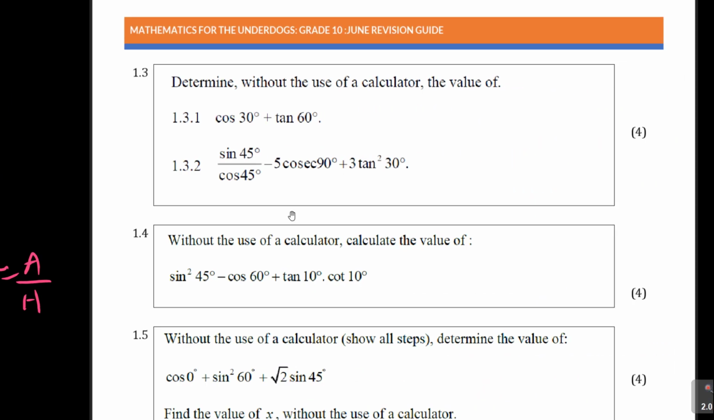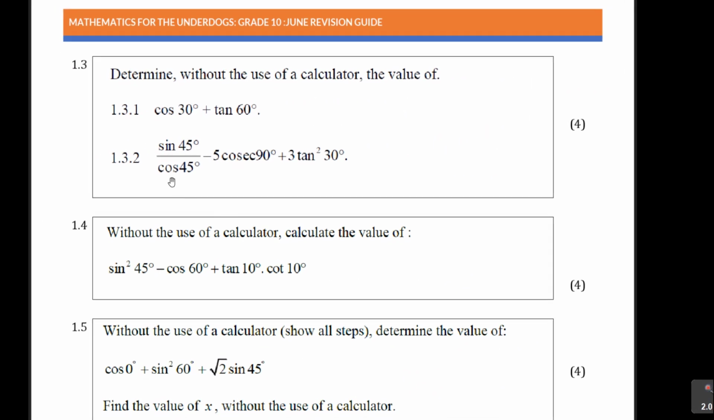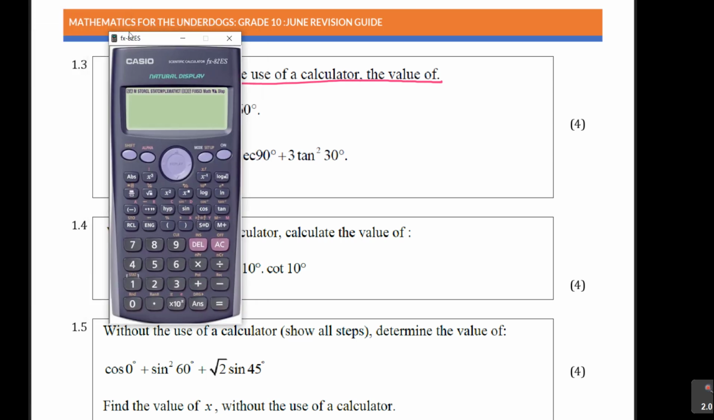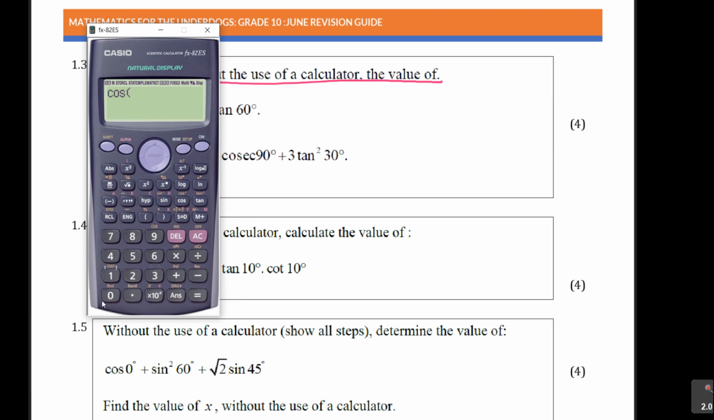Alright, so let's come back to this question. It says here, we need to determine without the use of a calculator. You see, they say don't use a calculator, but you must use it intelligently. So there it is, cos 30 plus tan 60. So what you do, take a calculator and find what is cos 30. There, cos 30.